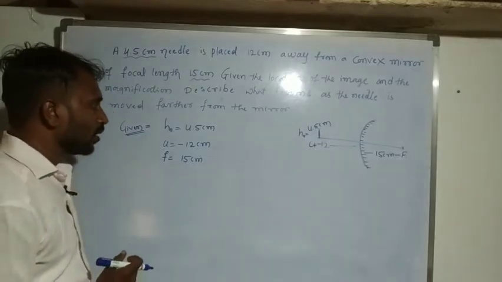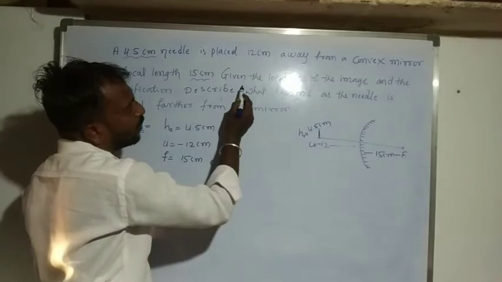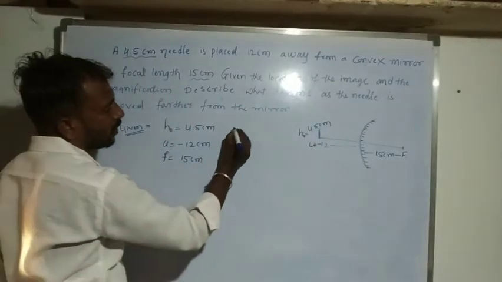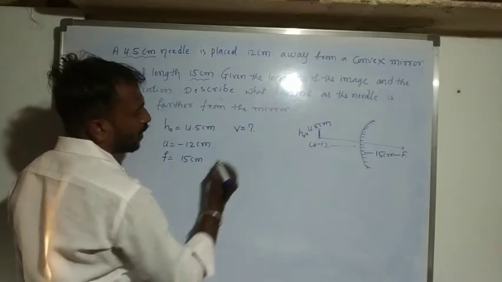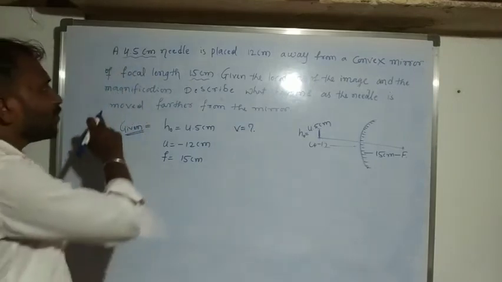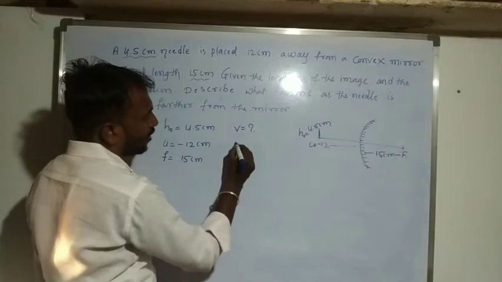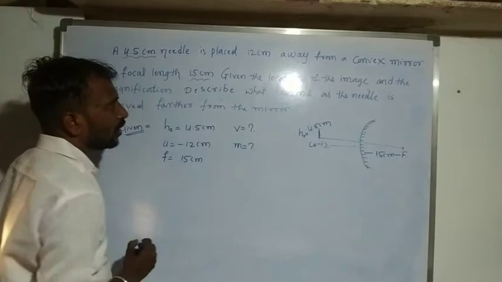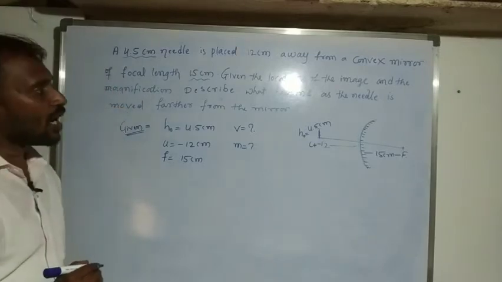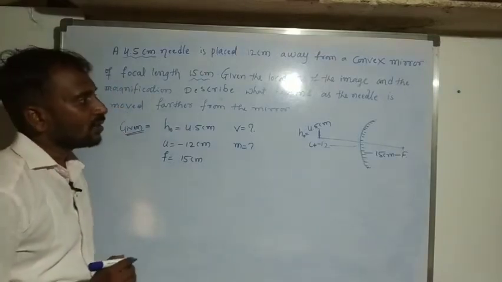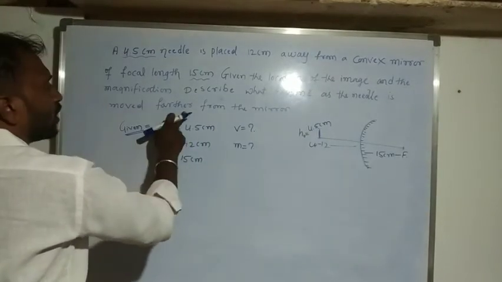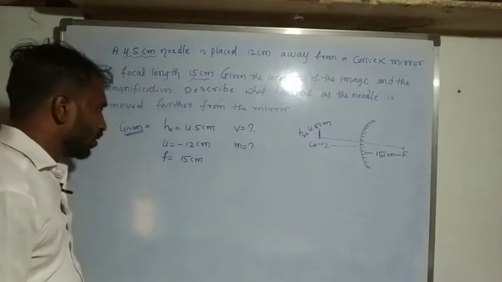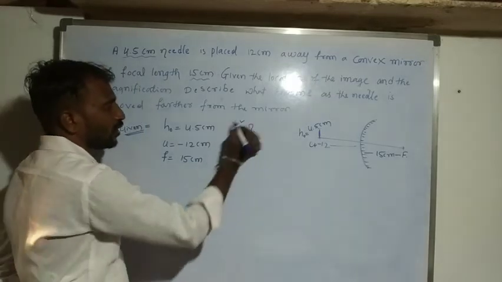Next one, we want to find out the location of the image. Location of image means image distance, we want to find out the image distance. And the magnification, M. And describe what happens as the needle is moved further from the mirror. So that is the second thing. Okay, so here first we want to find out the image distance.